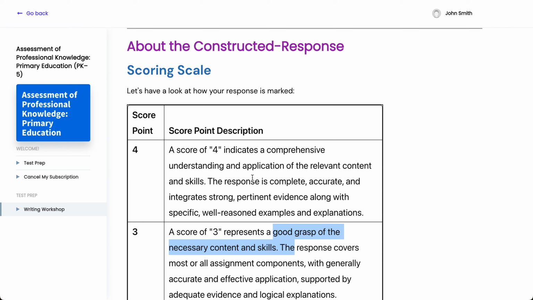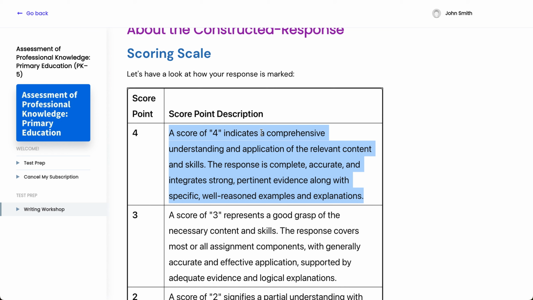But what we're aiming for, what we really want to get, is a score of 4, because remember, the better your essay response is, the more questions you can miss on your multiple choice section. Now, of course, you want to answer all of those correctly, but the better you get on your essay, the better chance you have to pass. And that's why I'm making this video for you, so you can pass on your next try.